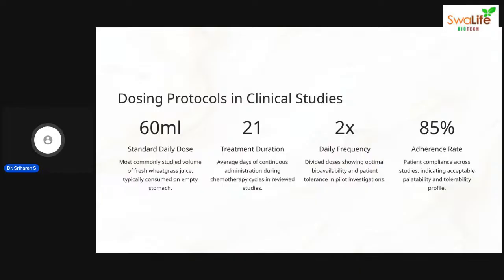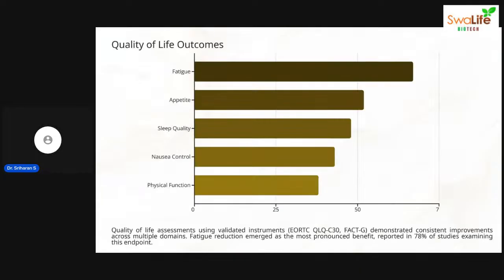If you see the last class or the first class, on nutraceutical products they have a major lack in this area. It means they have no standard dose. We don't know how long to take, when to discontinue, when to relapse. We don't know the frequency. We know no adherence rate. So this is clearly saying that wheatgrass has a 21-day treatment duration, it is taken twice a day, and patients have an 80 to 85% adherence rate. So this is the dosing protocol in clinical study.